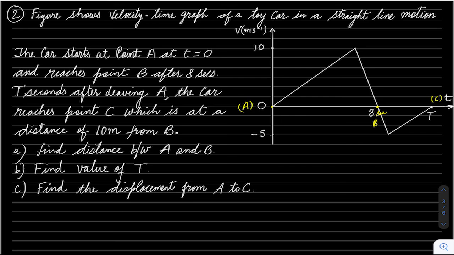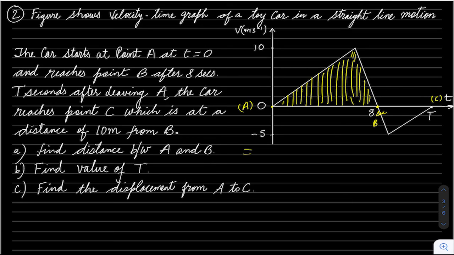Okay, let's try to understand this. So from A to B, what is my total distance traveled? That is easy. We know that total distance traveled from A to B is the area under the curve of velocity-time. So let's find this area, that will give us the distance between A and B.